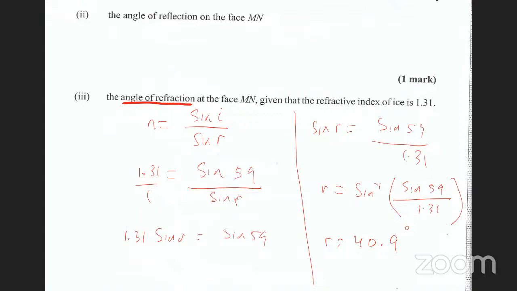You have to learn to transpose, as we did earlier. When you have two fractions, cross multiply, and then carry across 1.31, and then carry across sine. That's why I have this. I did not work out anything, so I don't have to round off. Okay? This value here is 40.9.